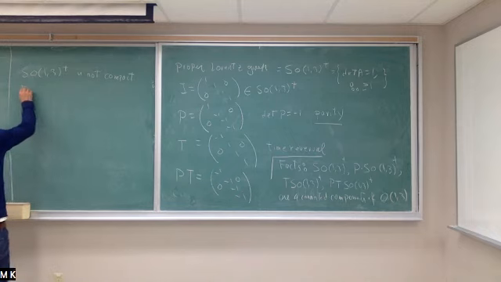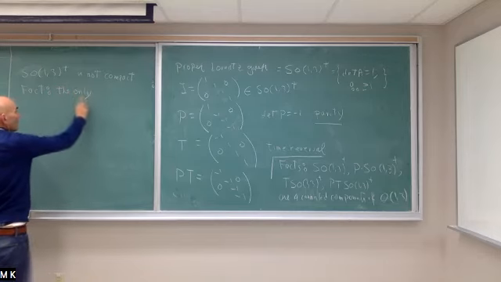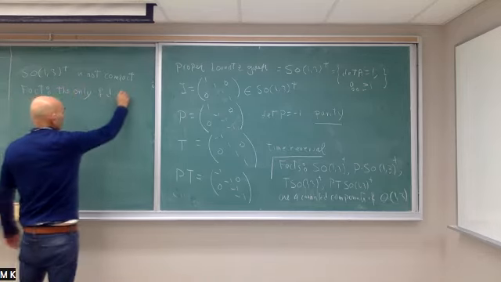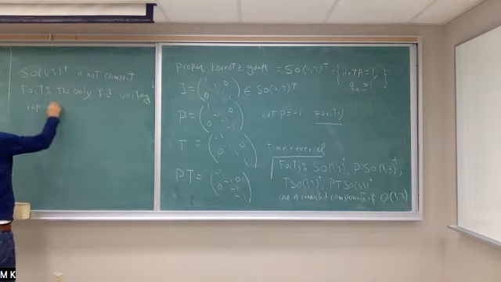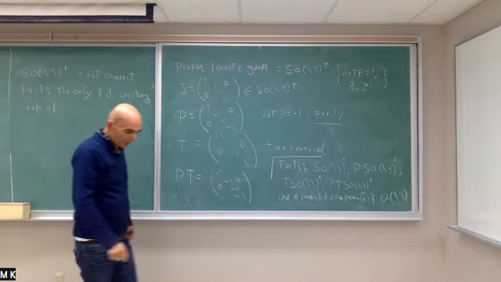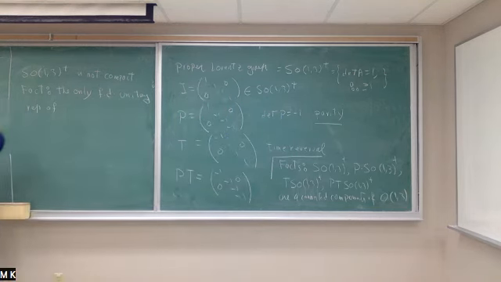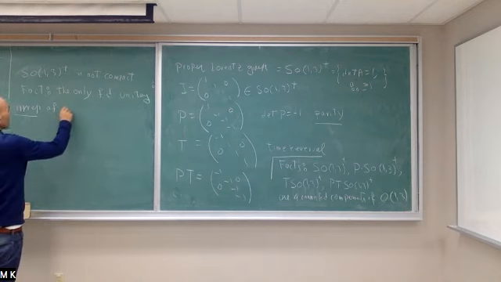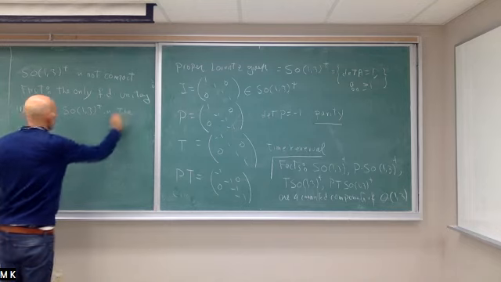So I just write another fact. The only finite dimensional unitary irreducible representation of the Lorentz group is the trivial one.